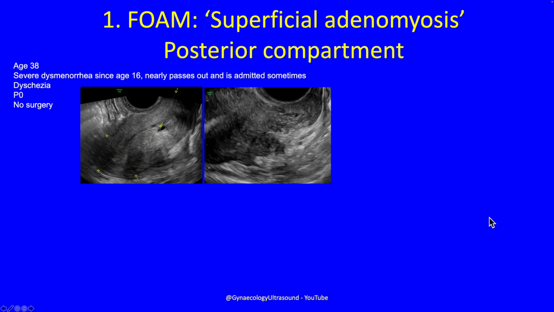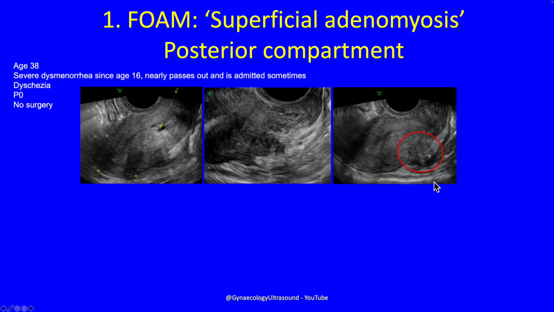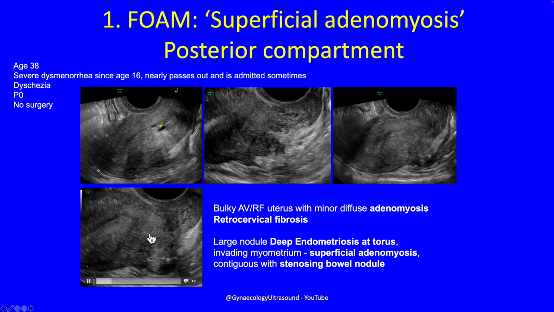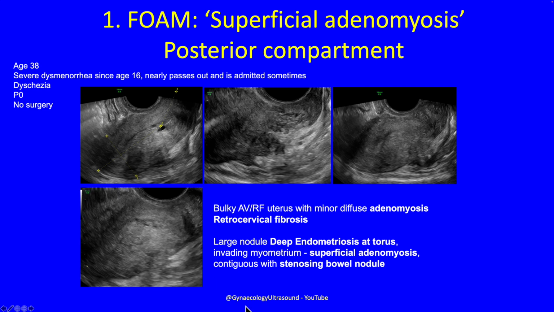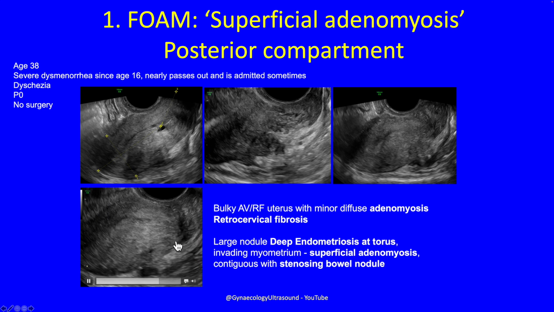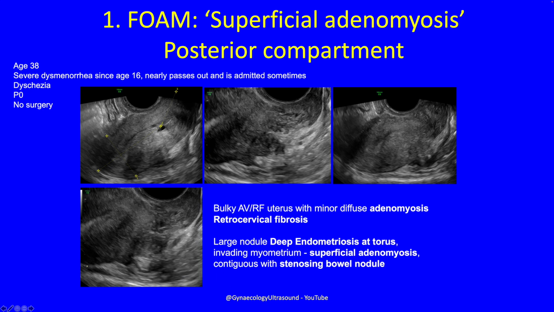So that's an image showing an anteverted but retroflexed uterus. In this image, you can see deep endometriosis at the torus. We'll talk about that in a minute. But you can see that that deep endometriosis here is invading the myometrium, and here is a bowel nodule of endometriosis. So this is endometriosis invading the uterus, and it's then called superficial adenomyosis. So in this image and in this little video clip, you can see the deep endometriosis invading the back wall of the uterus. That's superficial adeno, and there's a stenosing bowel nodule, and that's why she had such pain on opening her bowels during her period, and there's one of those there. But we'll talk about more of that in a minute.